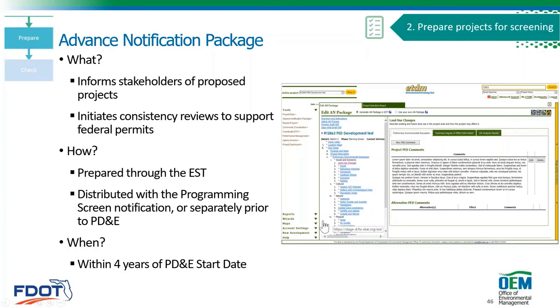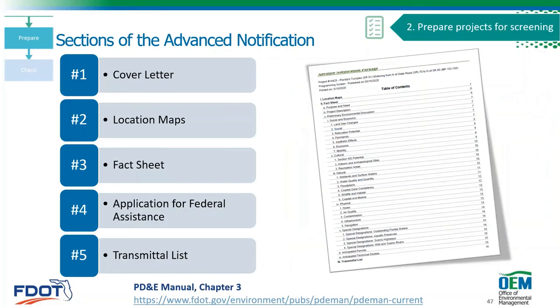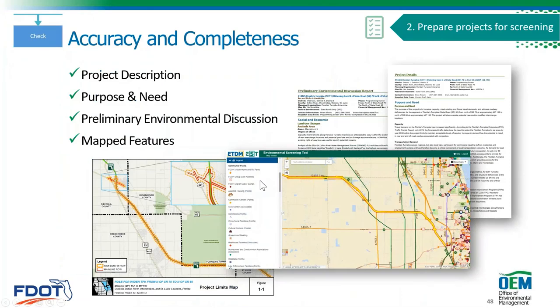And these should go out within 4 years of the PD&E start date, so that you don't have to do it again. So the closer to the PD&E start date, the better in terms of the timing. The sections of the advanced notification include a cover letter, location maps, fact sheets, application for federal assistance if that's needed, and the transmittal list. And the chapter has examples of these things as well.